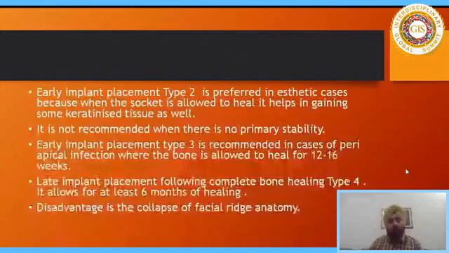Early implant placement type 2 is preferred in aesthetic cases because when the socket is allowed to heal, it helps in gaining some keratinized tissue as well. But it is not recommended when there is no primary stability. Early implant placement type 3 is recommended in cases of periapical infection, where the bone is allowed to heal for 12 to 16 weeks. And the last, type 4, late implant placement following complete bone healing, at least 6 months of healing is required. The only disadvantage is the collapse of facial width anatomy. It will definitely occur.